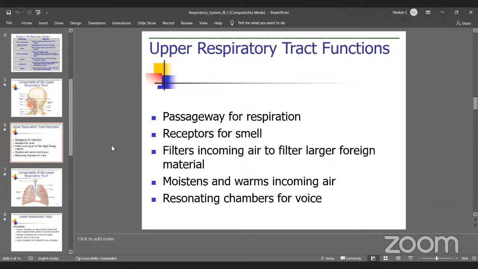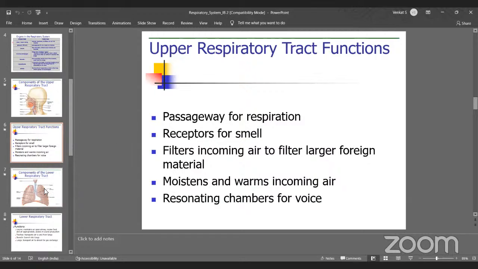The passageway for respiration, the organ for smell, filters incoming air to remove large foreign materials, then moistens and warms incoming air, and resonating chambers for the voice. So those are the upper respiratory tract functions.